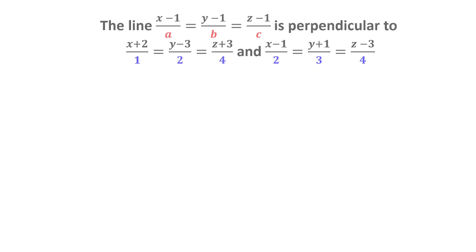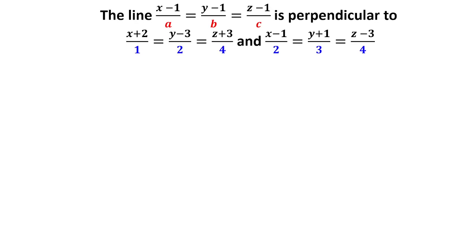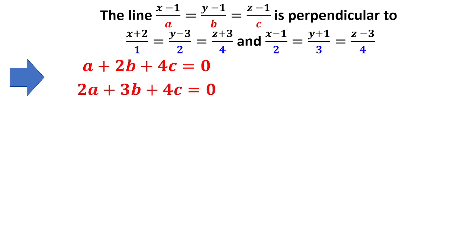Now, the required line is perpendicular to the given two lines, and you know the condition for perpendicularity: a1 a2 plus b1 b2 plus c1 c2 is equal to 0. Making use of it two times, you will get these two equations. You have to solve them. These equations can be solved by the cross multiplication method. You write the coefficients of b, c, a and c, b for the first equation. Once again, the coefficients of b, c, a and b for the second equation.